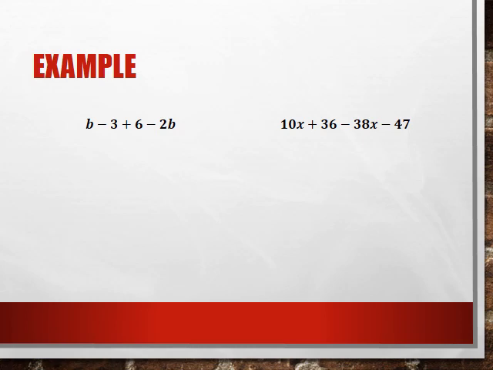So let's try an example out, guys. If I have b minus 3 plus 6 minus 2b, I've got a positive b here and a negative 2b. I also have a negative 3 and a positive 6. Notice I always take the sign that's in front of the number, not behind.